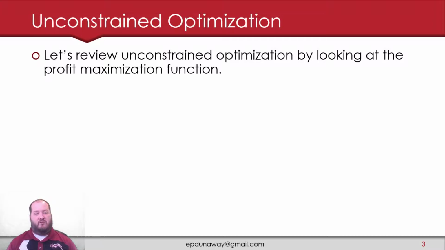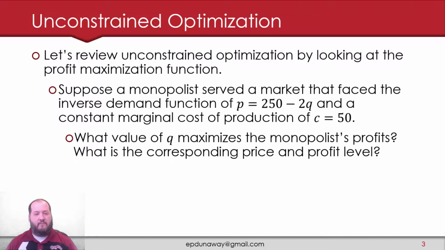Anyways, I want to start by reviewing unconstrained optimization, and we can do that by looking at a profit maximization function. So let's just set this up right here. Let's suppose we had a monopolist serving a market, and the monopolist faces an inverse demand function of price equals 250 minus 2 quantity.